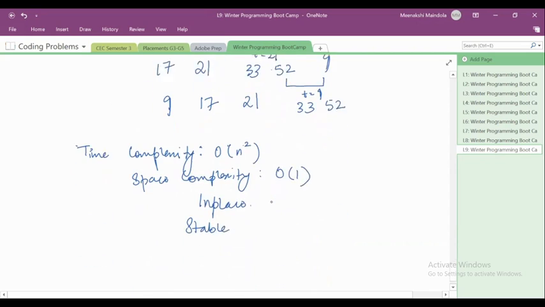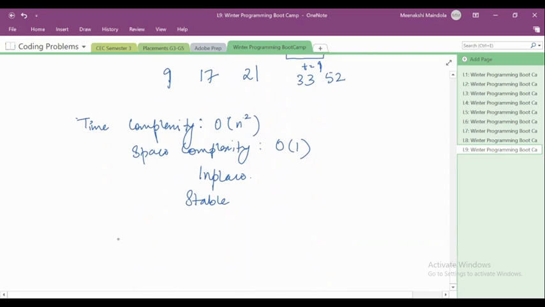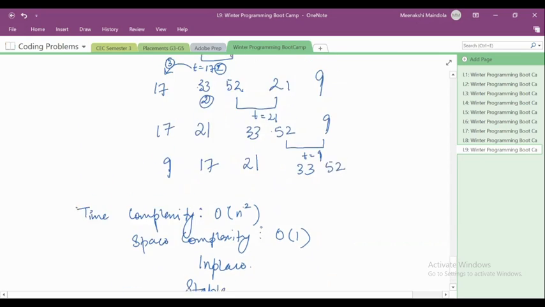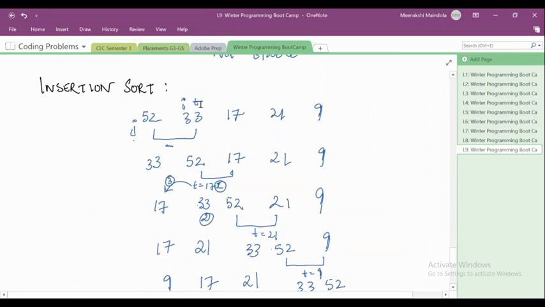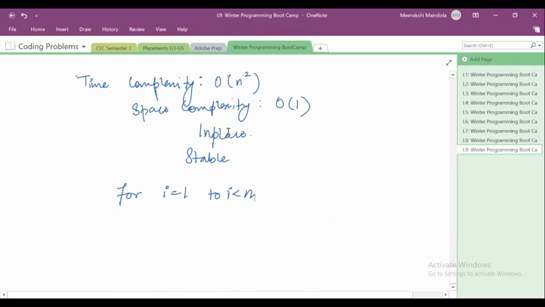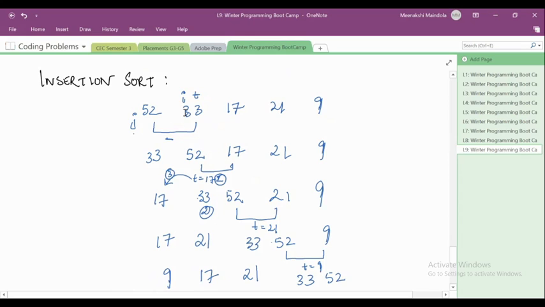So for that we start our loop for i equal to 1 to i less than n. Why are we starting i from 1? Because we have i from here, but for the other loop variable, we are starting j from this first value. So we have this as a for loop. We keep a temporary variable. In the temporary variable, we are going to store the value of a of i, which is 33.